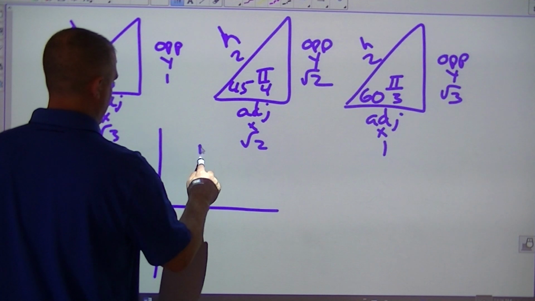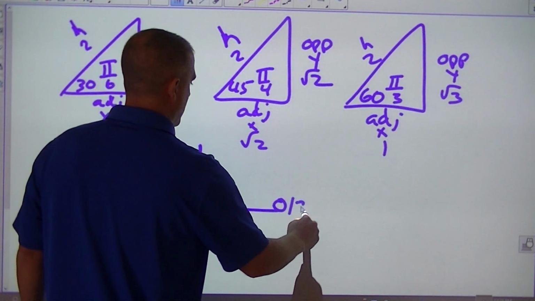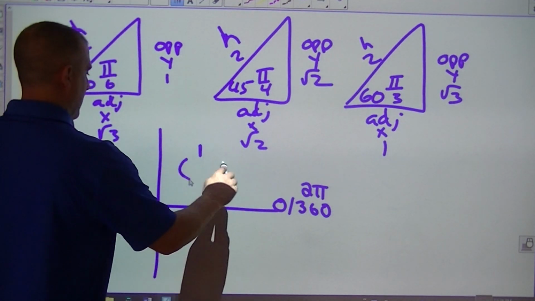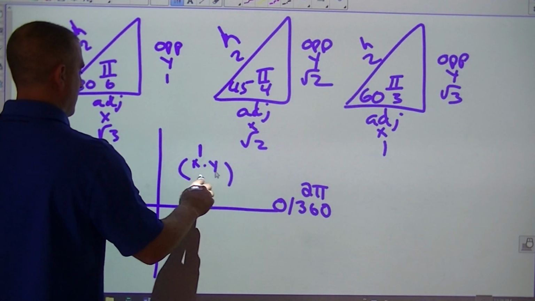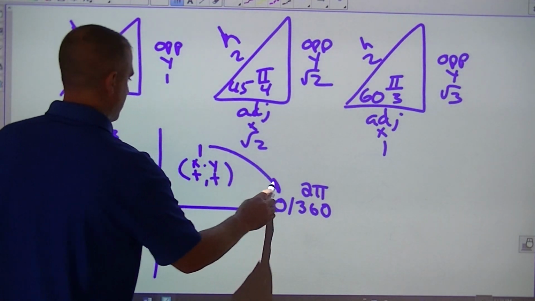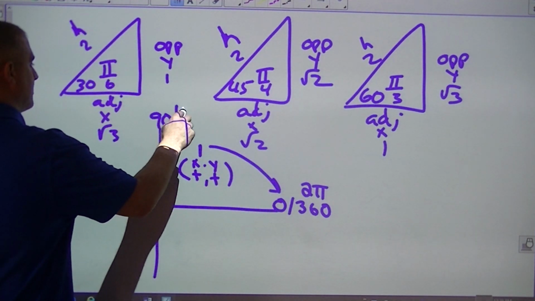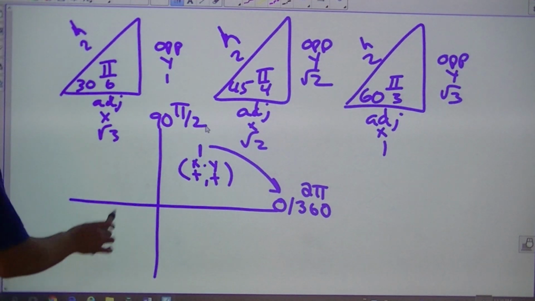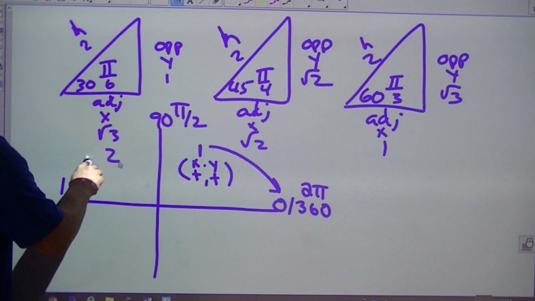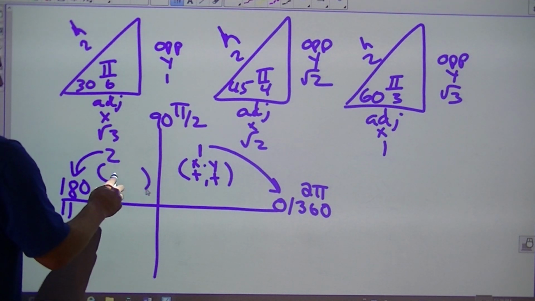Same thing as last time. Quad 1. This is 0, 360. We're going to add the concept of 2 pi. All right? X and Y, positive, positive. Okay? This one goes to 0. This will be 90 degrees. This will be pi over 2. Okay? This will be 180, which will be pi. This will be quad 2. Okay? Once again, X and Y.